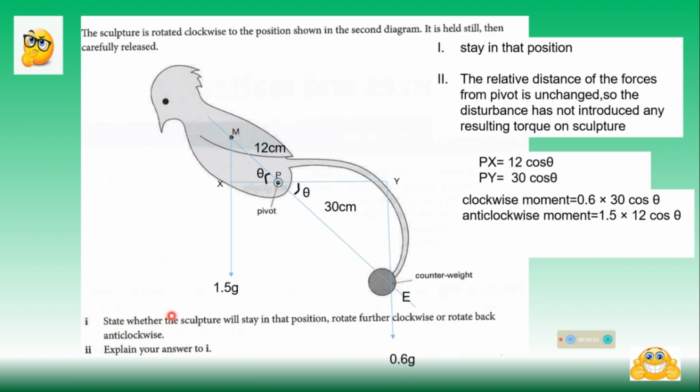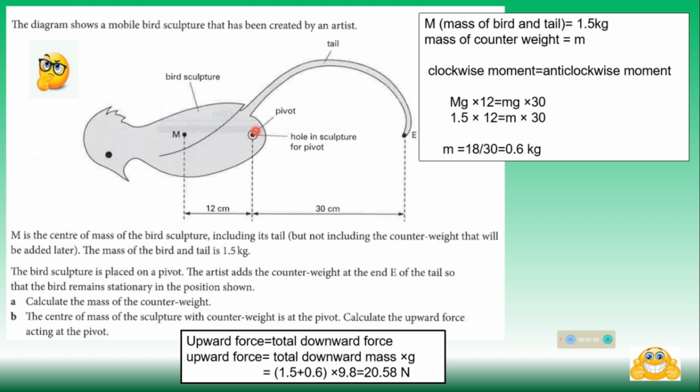Explain your answer. The answer is, when you have changed the position, the relative distances of the forces from the pivot are unchanged, but now the perpendicular distances of the forces from the pivot are Px and Py. The distance of the force should be perpendicular from the pivot, so we have to calculate the perpendicular distance. Earlier it was 12 and 30 centimeter. Let's take this point P as the pivot. So PM was 12 and PE was 30.